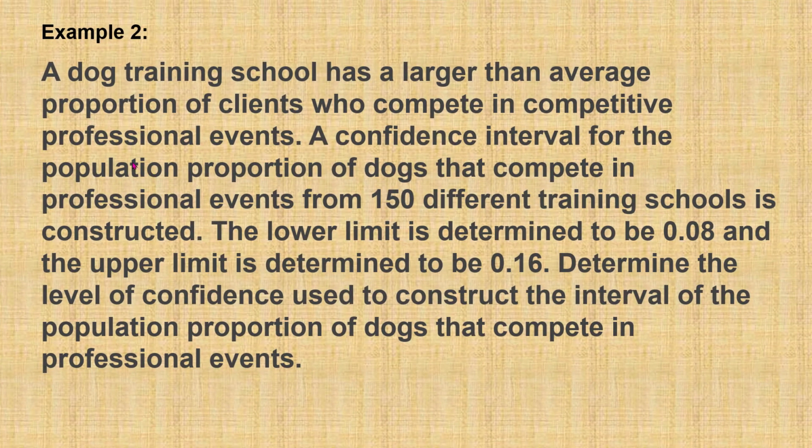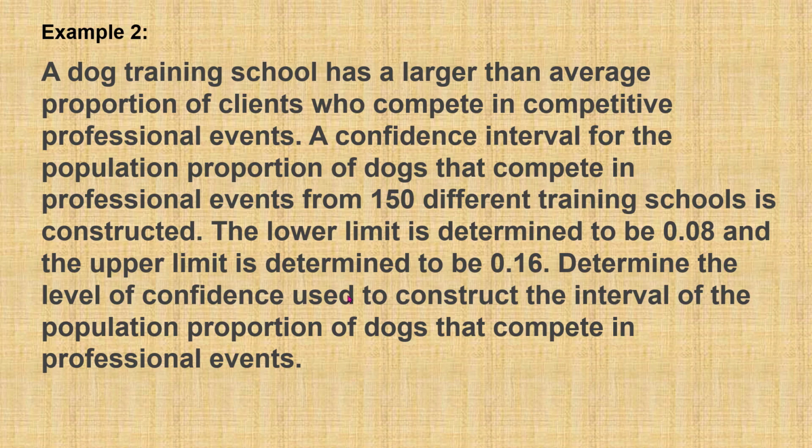Now we proceed to the second example. A dog training school has a larger than average proportion of clients who compete in competitive events. A confidence interval for the population proportion of dogs that compete in professional events from 150 different training schools is constructed. The lower limit is determined to be 0.08 and the upper limit is determined to be 0.16.